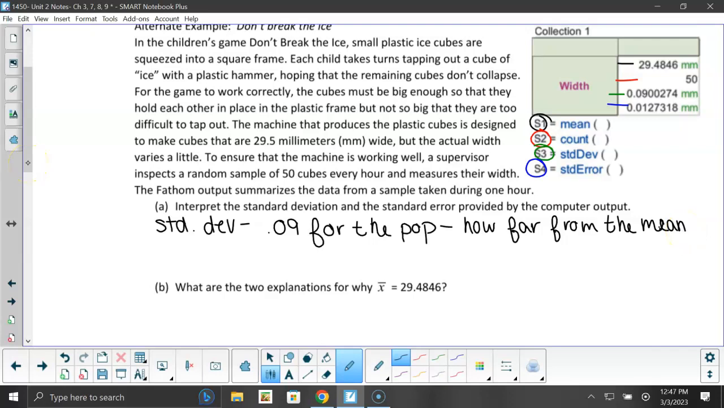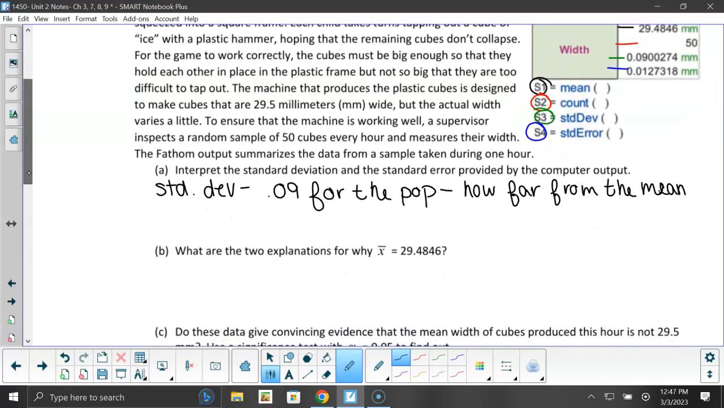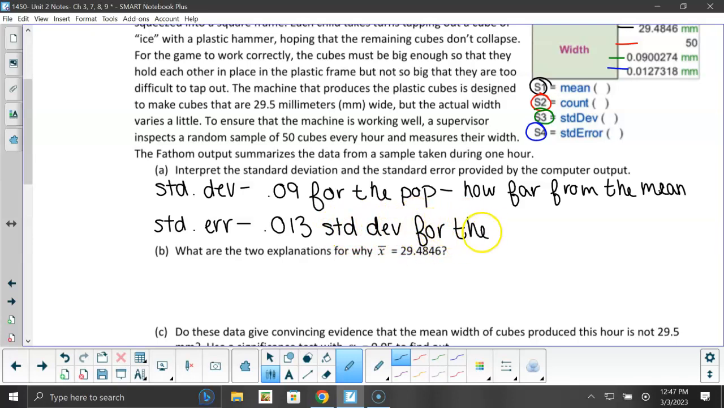All right, the standard error that they gave us, which is the 0.013. That is the standard deviation for the sample. And it's basically measuring how far off everything is within my sample.